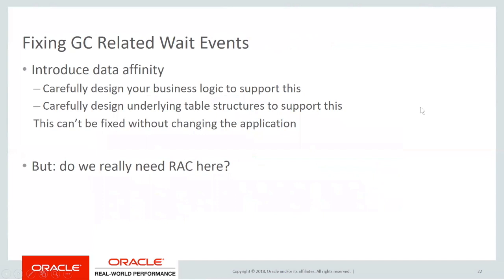So how do we fix these GC-related wait events? Well, really, this can't be fixed without changing the application. That's the only answer that I can give at this stage. If you want RAC to work well for your application, you will need to have thought upfront about designing your business logic to support RAC, which also goes hand in hand with designing the underlying table structures to support that. But let's take a step back. Do we really need RAC here?